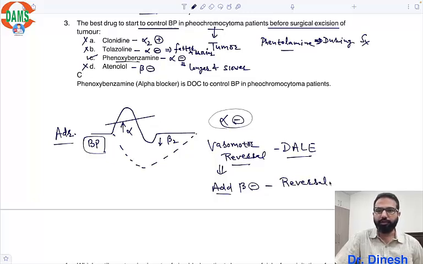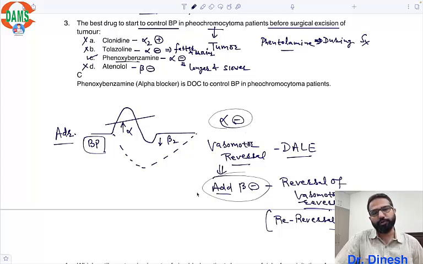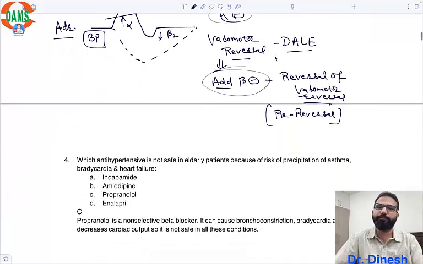Right? Reversal of vasomotor reversal, or you can say it is the re-reversal. So this is important. That's why in these patients first use the alpha blocker followed by beta blockers. पहले alpha blocker use करो फिर beta blocker. So among alpha blockers, phenoxybenzamine is best. Phentolamine is only for emergencies.